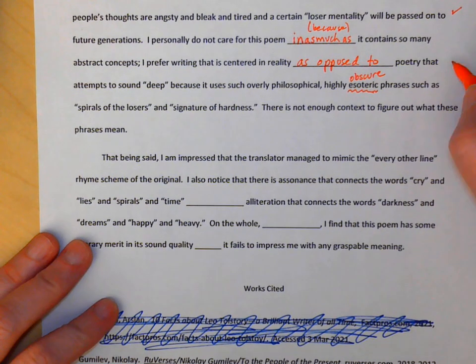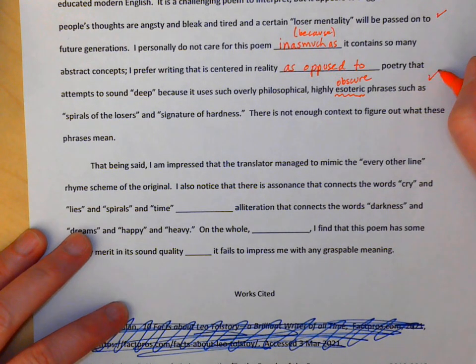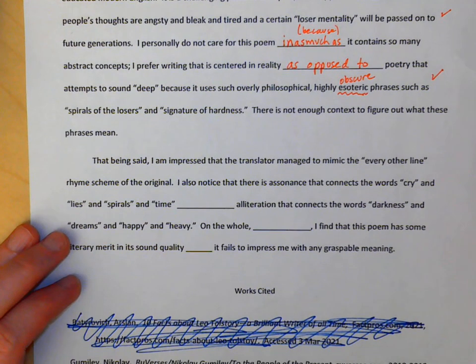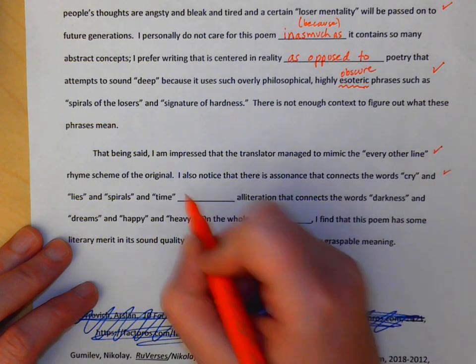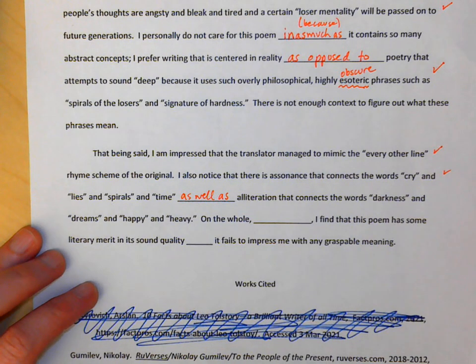Okay, I wanted to go back and talk about make a check. I talked about why I don't like it. So far I've talked about 5 things. That being said, I'm impressed that the translator managed to mimic the every other line rhyme scheme of the original. I also noticed that there's assonance that connects the words cry and lies and spirals and time. It's nice. As well as alliteration that connects the words darkness and dreams and happy and heavy.